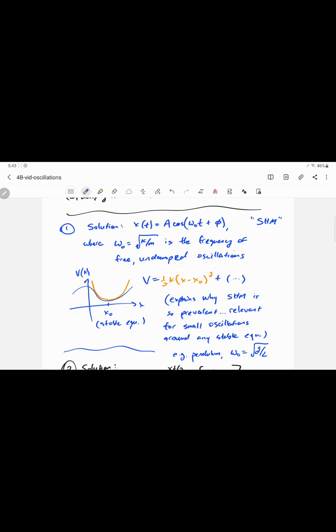I didn't write the constant right there, because when you take minus a derivative of this to get the force, the constant cancels out.